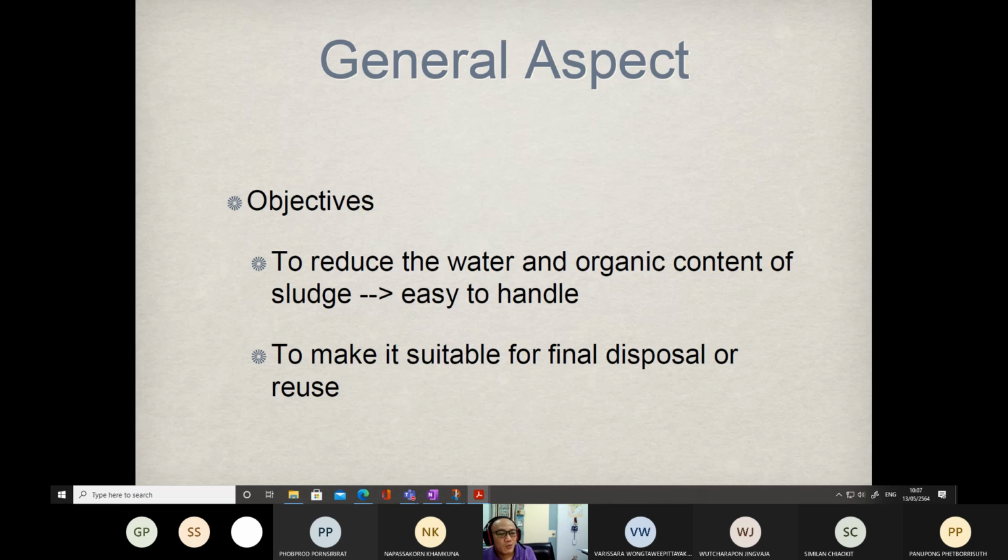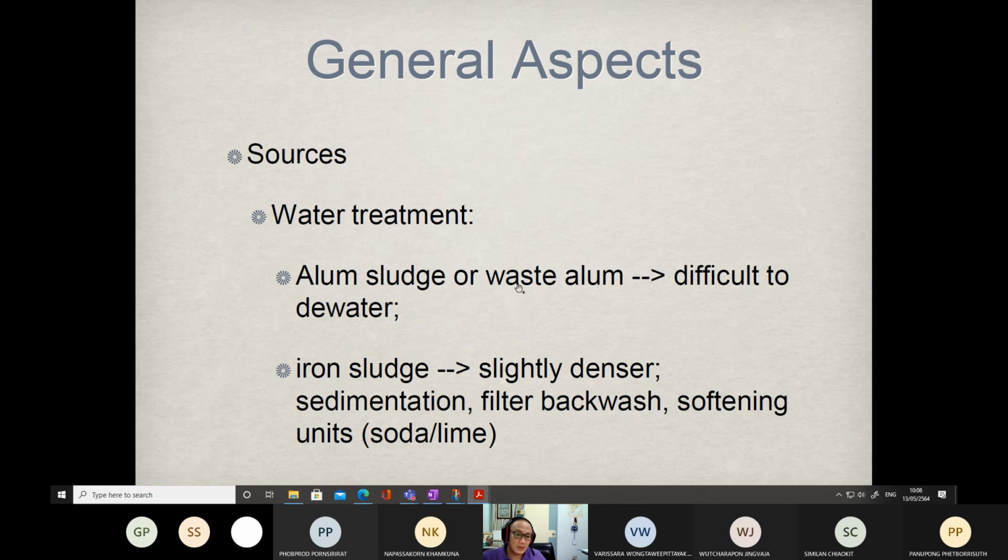In Bangkok, wastewater treatment plants could generate as much as 7 to 8 tons of sludge per day, because they are treating hundreds to thousands of cubic meters per day. The objectives of sludge treatment are basically to reduce the water and the organic contents of the sludge so that it's easy to handle, and probably to make it suitable for final disposal or reuse. These are the major objectives of sludge treatment.